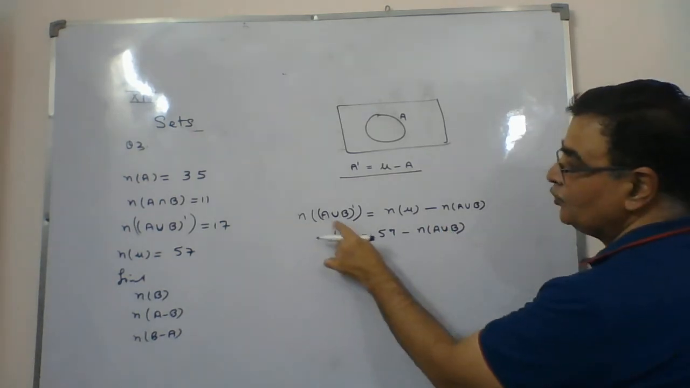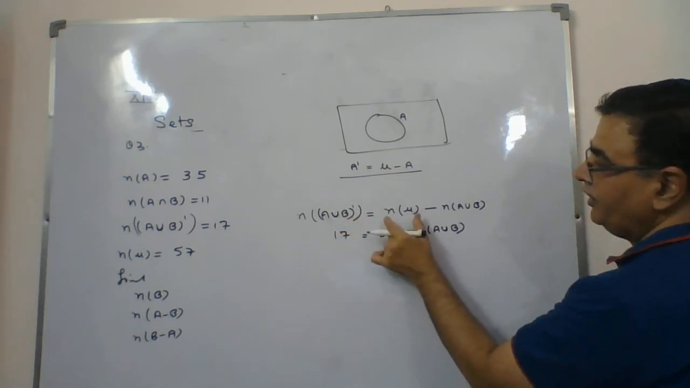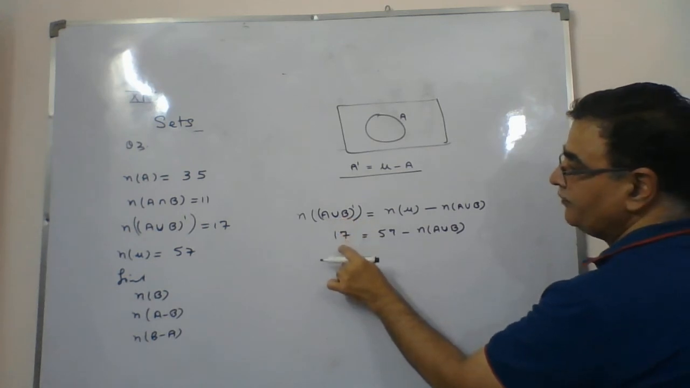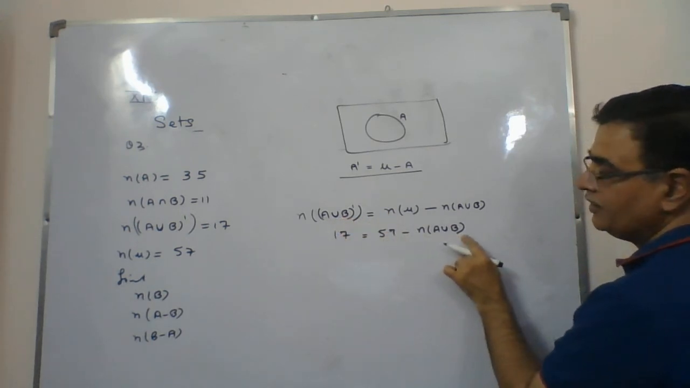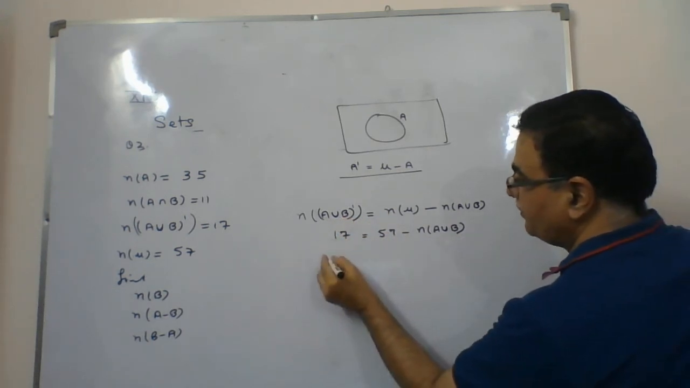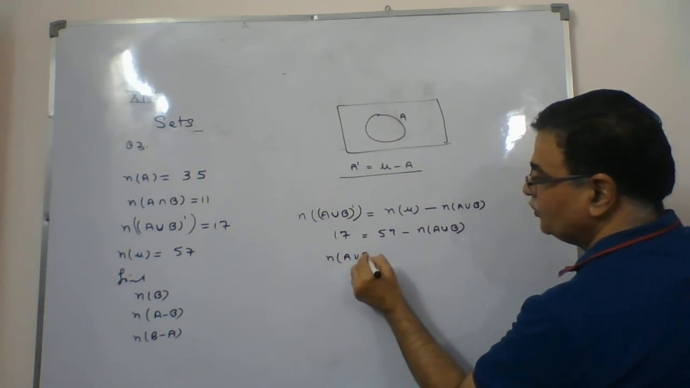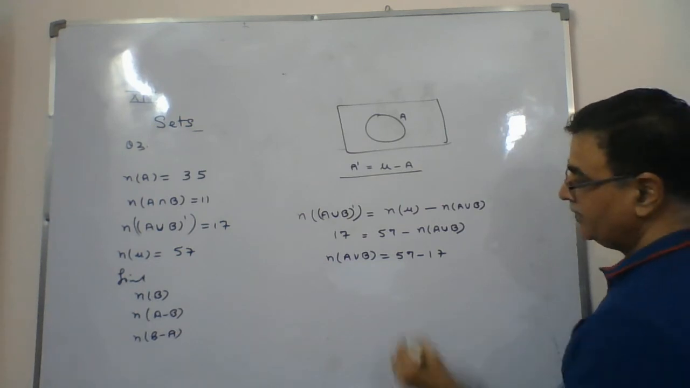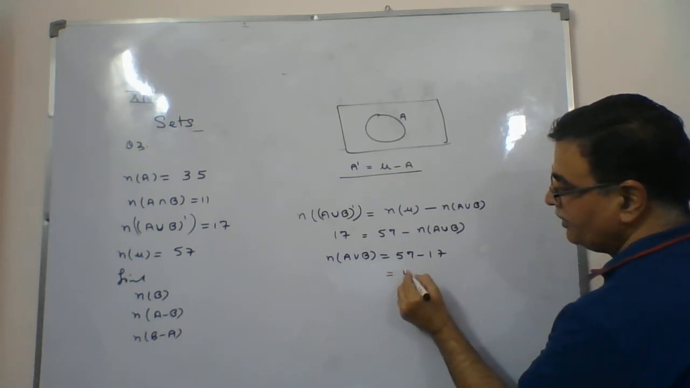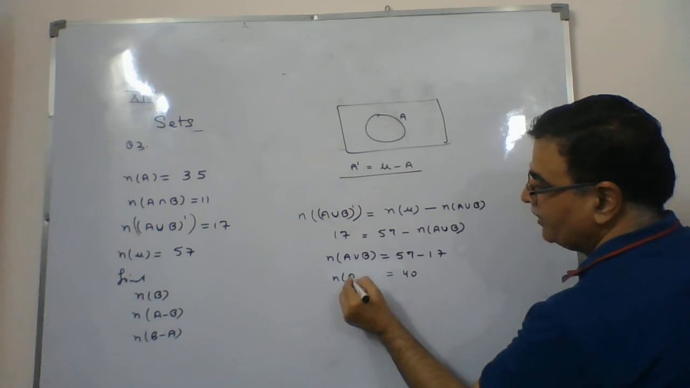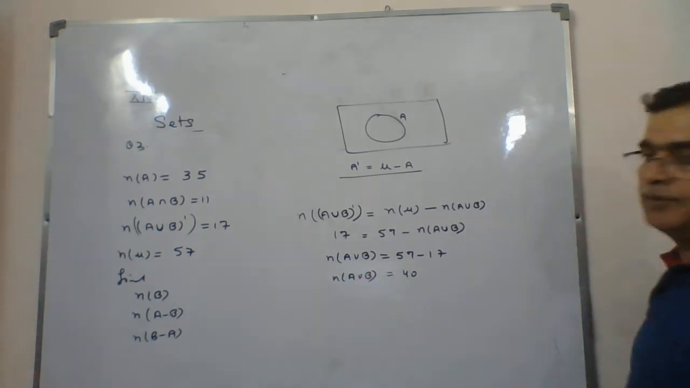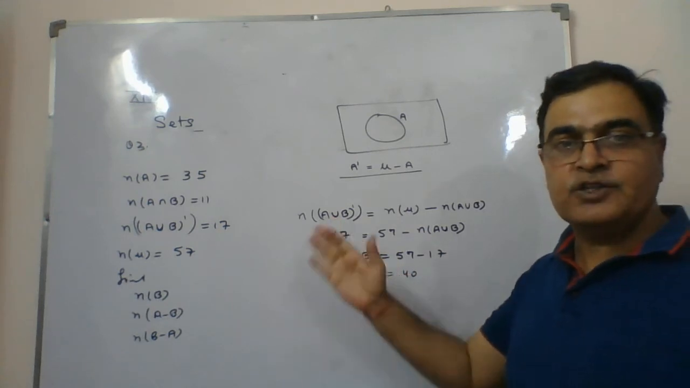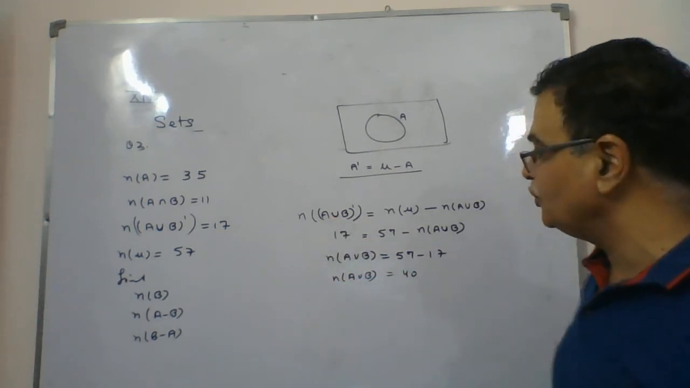So n((A union B) whole complement) means what? Universal minus this set. This is already given 17, this is 57 and A union B is here. So I'll take this term here, so n(A union B) will be 57 minus 17. And will it be 40? Yes. So I got it. n(A union B) is coming 40. So universal will be used here. Complement is there, so that's why we should subtract from the universal.